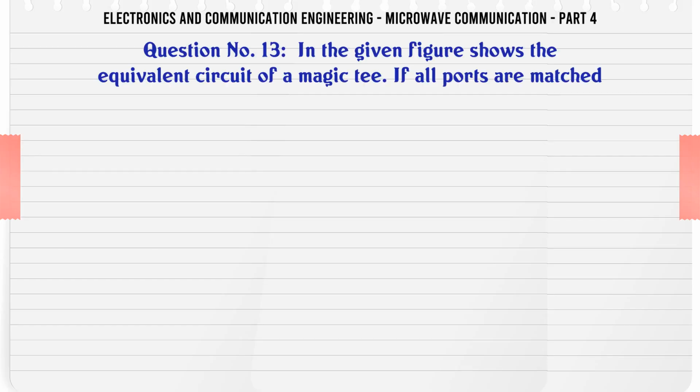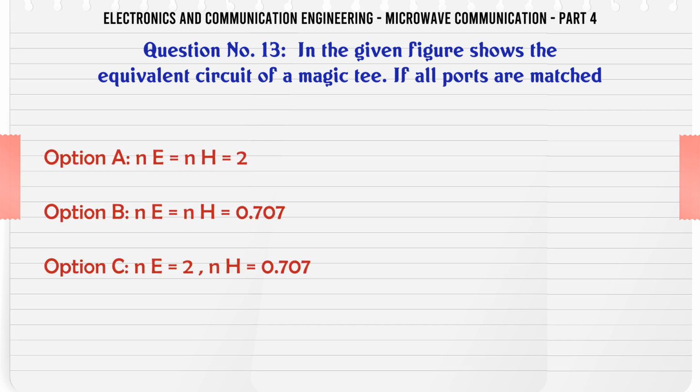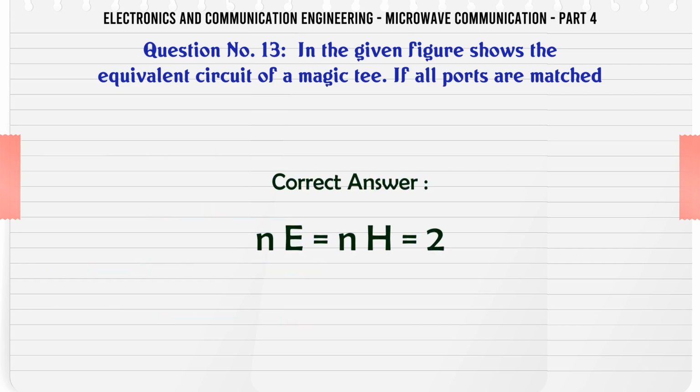The given figure shows the equivalent circuit of a magic T. If all ports are matched, the options are given as expressions involving N, E, H and 0.707. The correct answer is as shown in the figure.